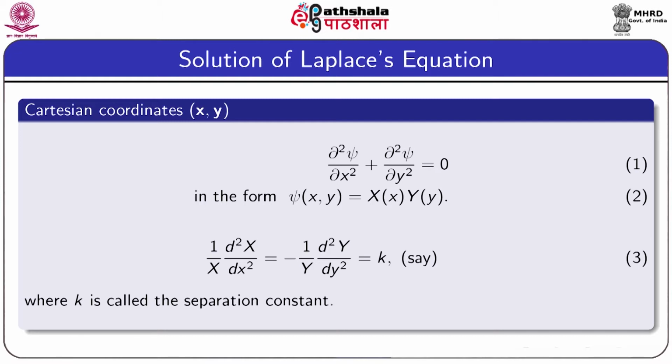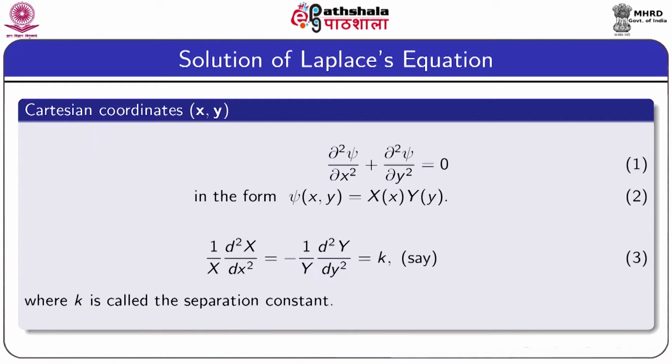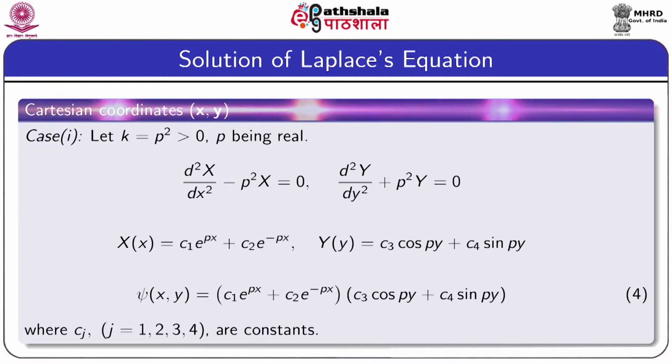Now, if we equate (1/X) d²X/dx² = k, we will get an equation d²X/dx² − kX = 0, and equating −(1/Y) d²Y/dy² = k, we will get another equation d²Y/dy² + kY = 0. Now, this separation constant k may take different values. So, according to the values of the separation constant k, 3 cases may arise. First we take the case where k is positive. So, in case 1, k = p², where p is a real number.